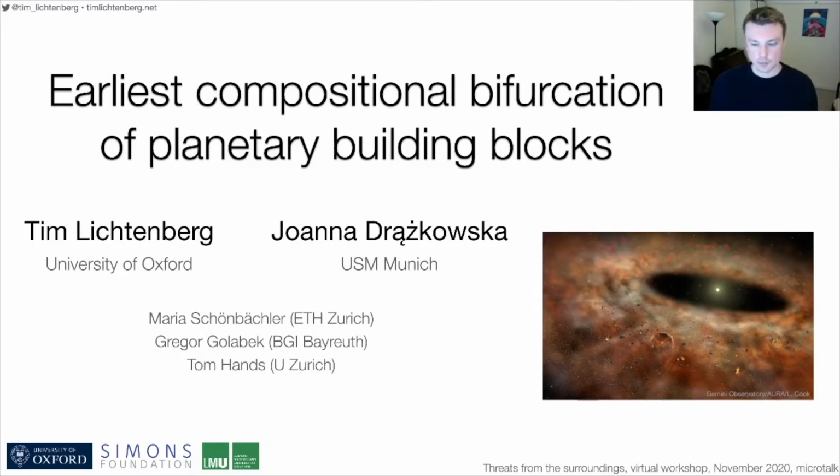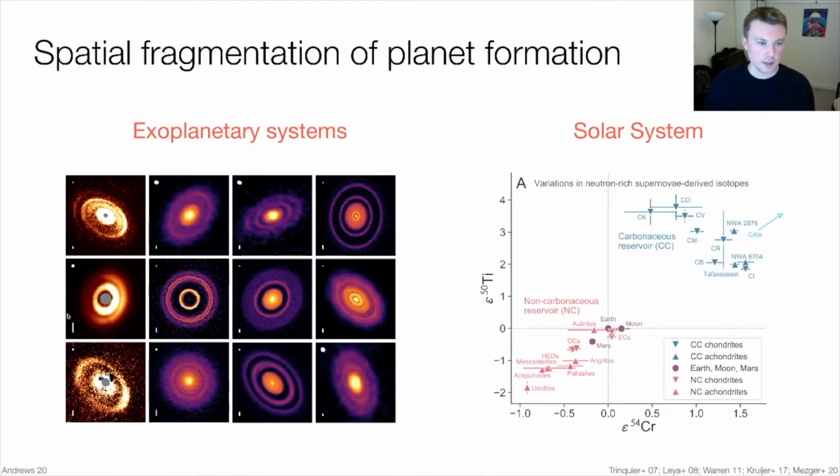Now, to motivate the project, we see the familiar ALMA images of substructure in the dust component of disks, and we have complementary evidence from the solar accretion disk in the form of meteorites showing clustering in isotope space in the non-carbonaceous reservoir, which represents inner solar system material, versus the carbonaceous reservoir, which represents outer solar system material.